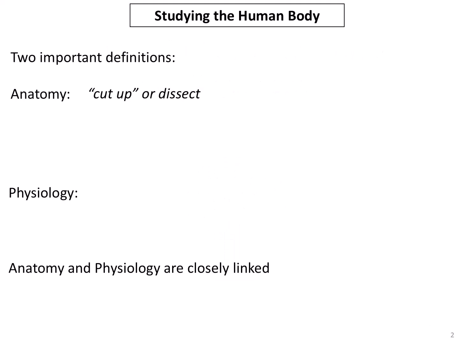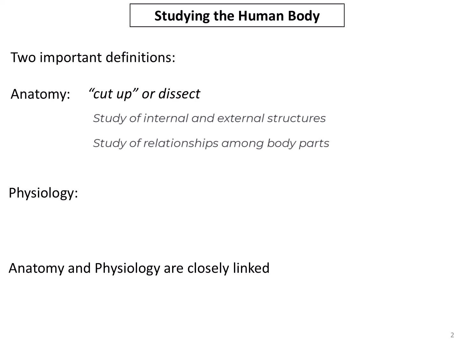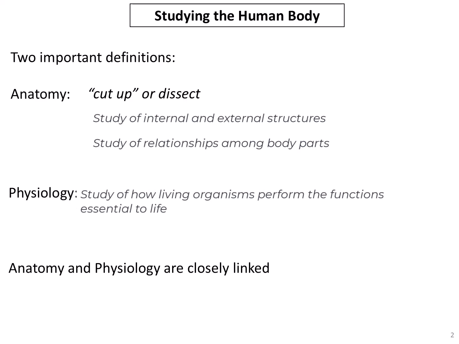Our course is called Anatomy and Physiology, but what does that mean? The term anatomy means to cut up or dissect. It is the study of internal and external structures of the body. It is also the study of relationships among body parts. So thinking about various organs in your body, such as the heart, lungs, stomach, and how they interact with each other. The term physiology is the study of how living organisms perform the functions essential to life.